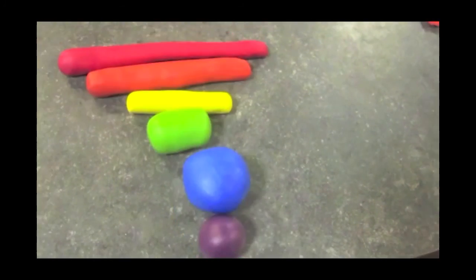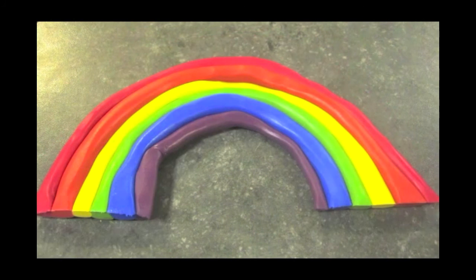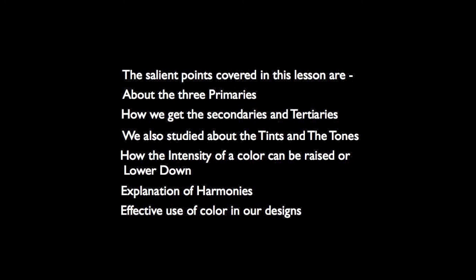If you have done that, let me sum up what we have studied today. The salient points covered in this lesson are: we explained the three primaries. Then I spoke to you about the secondaries, how we get them, and then the tertiaries. After learning the primary, secondary and tertiary colors, I also told you about value, tints and tones.